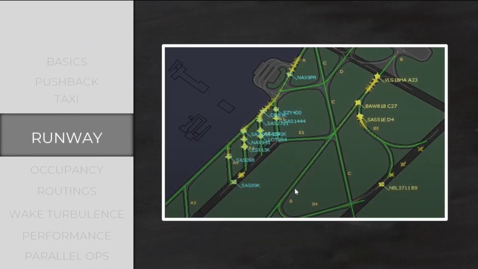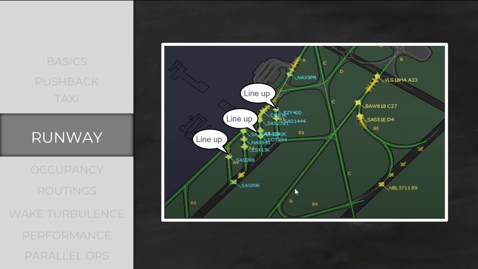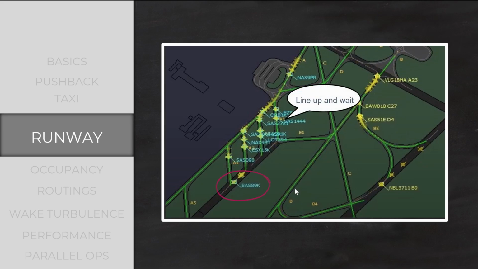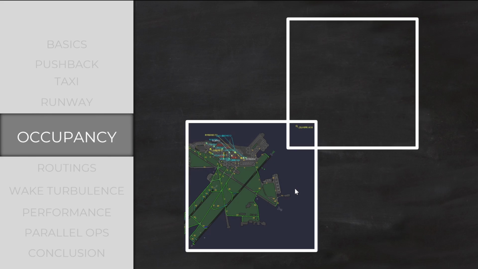It is the same when it comes to the runway. You can't just say line up and wait to all the airplanes that are at the runway and waiting in line. One at a time, after which the first one leaves, the next one can line up. Again, possibility to use conditional clearance, subject to the restrictions as discussed in that particular chapter. This brings us to the next part, which is way more interesting.